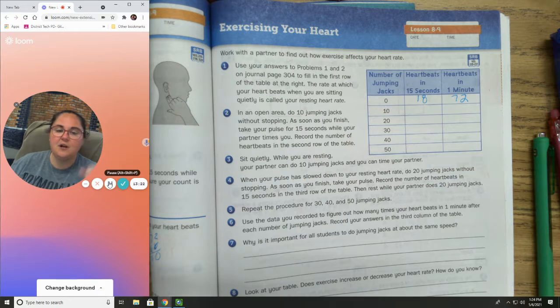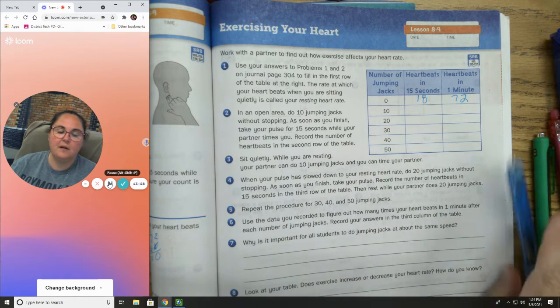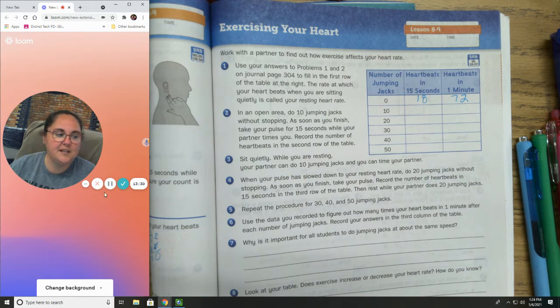As soon as I finish, I'll get my pulse. I'm going to do that every time, a few times in a row. All right? So I'm going to start by doing the 10 jumping jacks. Give me just a second.